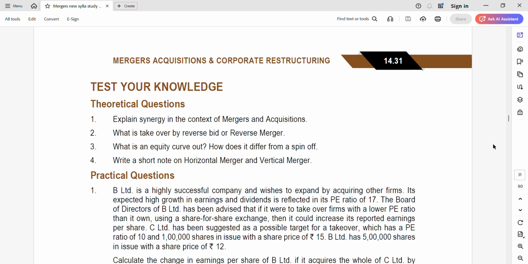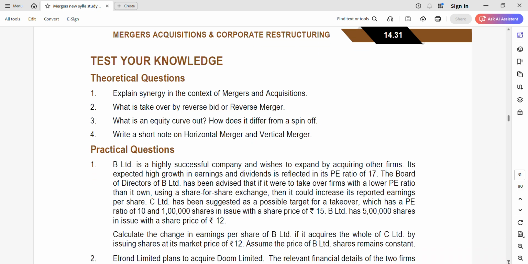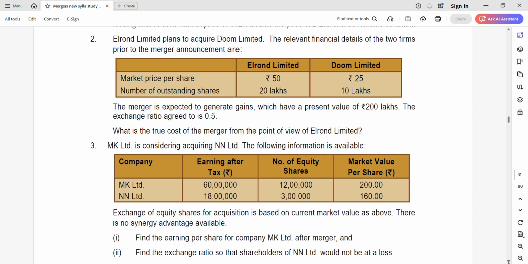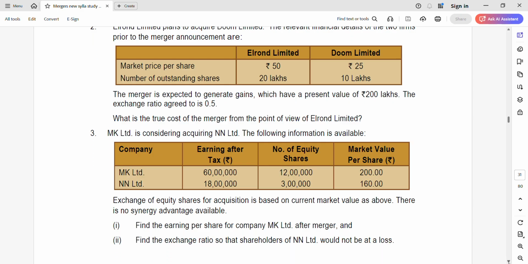So moving on to the next question, another question which is going to be very useful for you as well. MK Limited is considering acquiring NN Limited. The following information is given: earnings after tax, number of shares, market value per share of MK Limited and NN Limited. The exchange of equity shares for acquisition is based on current market value as above. There is no synergy advantage available.